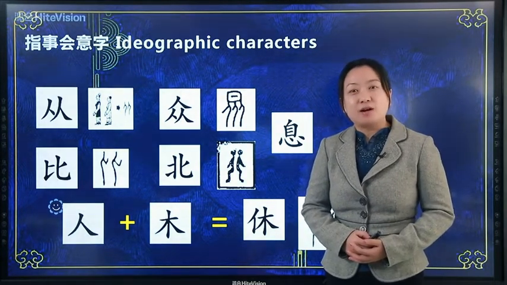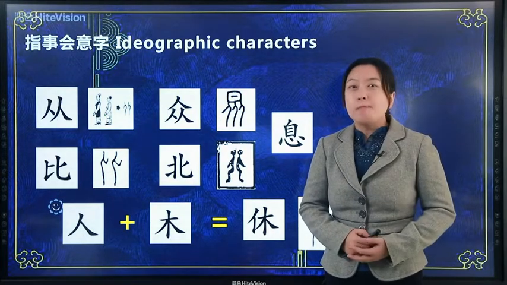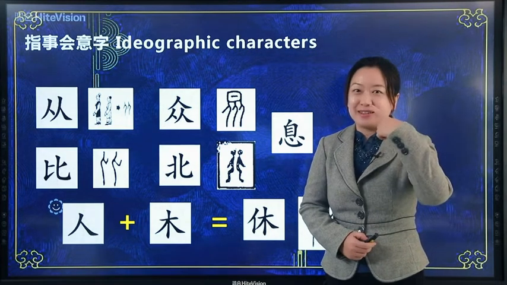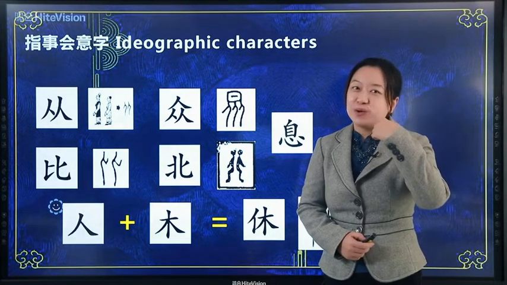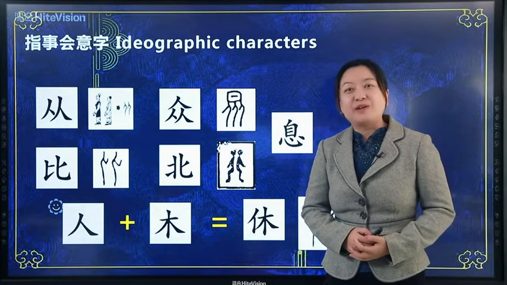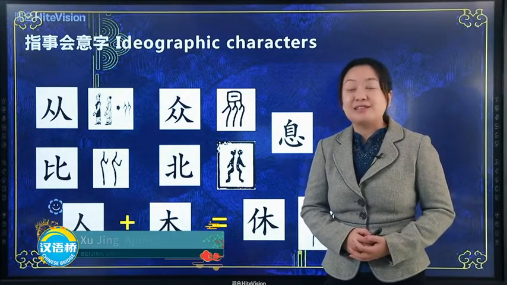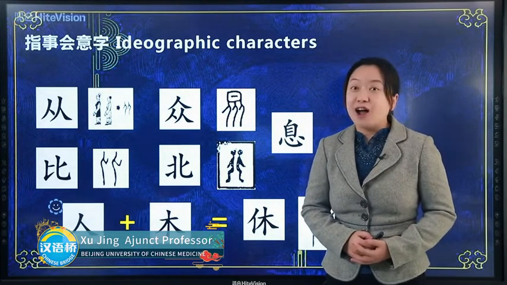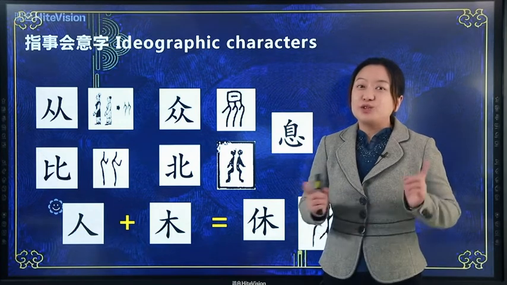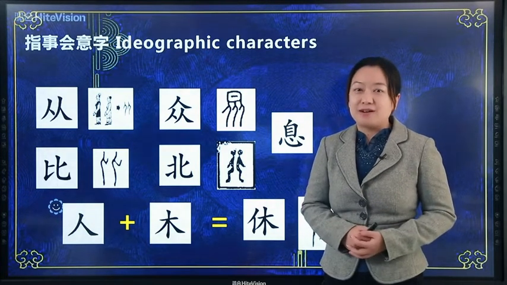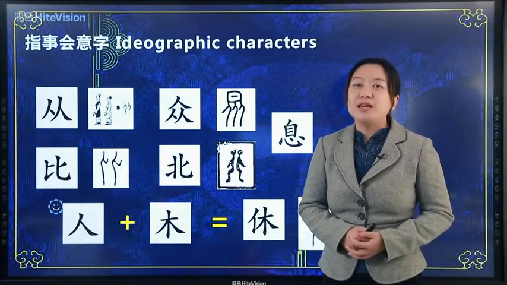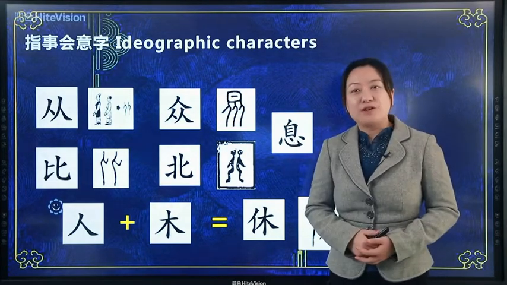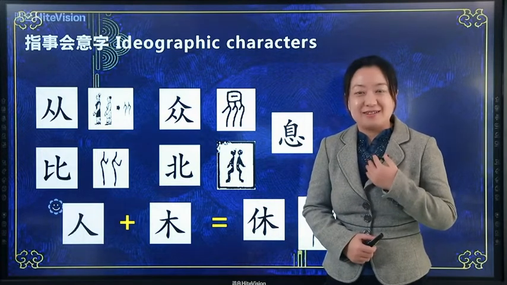自 is the picture of nose. Many people, when they show themselves, are used to pointing at their nose. So, the picture of nose are used to refer to self in the ancient time. 心 is the picture of the heart. These two pictographs put together to form a new ideograph character, 息, refers to one's own heart.